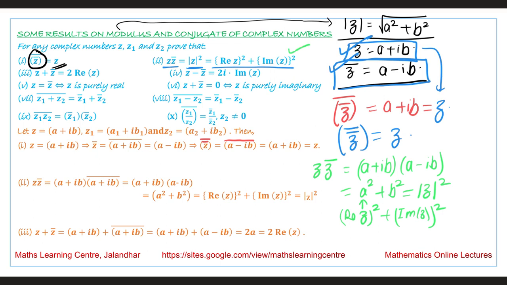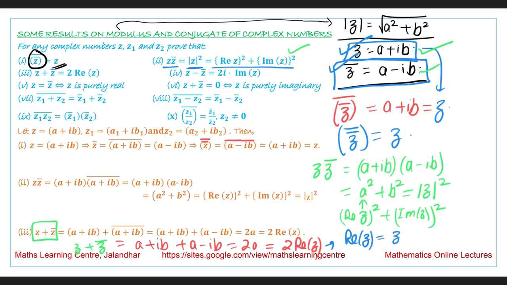Third, we consider z plus z bar. If we calculate z plus z bar, we have a plus iota b plus a minus iota b, so this is equal to 2 times a, which is 2 times real part of z. From this we can also write that real part of z is equal to z plus z bar by 2.